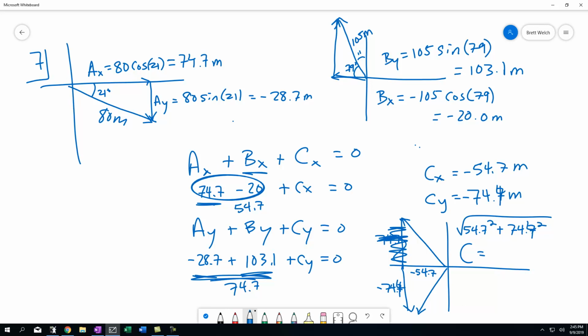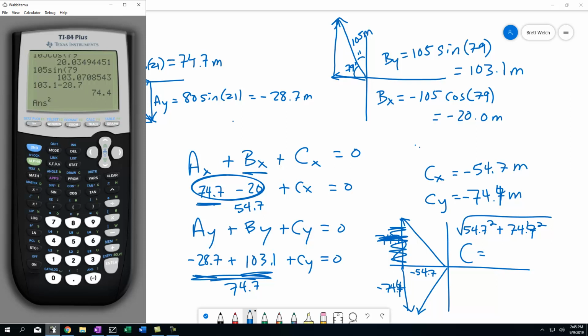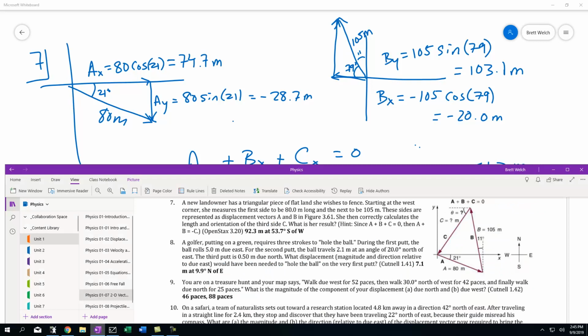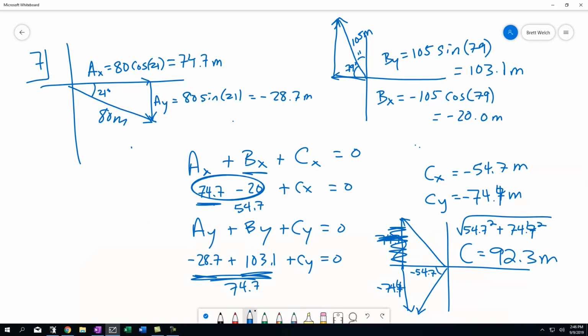All right, 74.4 squared plus 54.7 squared. And if I square root that, I get 92.3. So 92.3 meters. We come back in here, we get the 92.3 meters. Now we need to know what angle it's at. We know it's going to be below or south of west. If you can imagine, we're rotating down this way towards south from west. The question is, what's the angle right there?